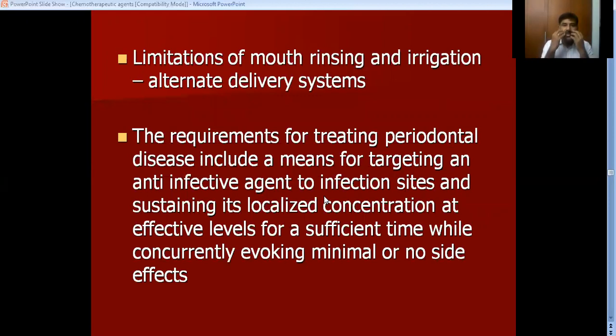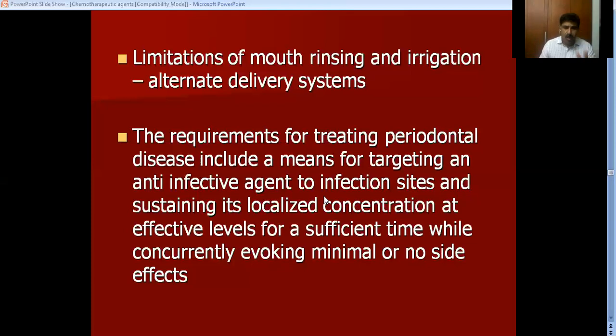The periodontal infection is present within the mouth, within a limited area. But when you give an antibiotic orally or parenterally, this is going to go all through your body, and it will have different effects on different organs of the body. There are a lot of side effects associated with that. Another thing is you need a large dose of these systemic antibiotics so that they have an action in the oral cavity.